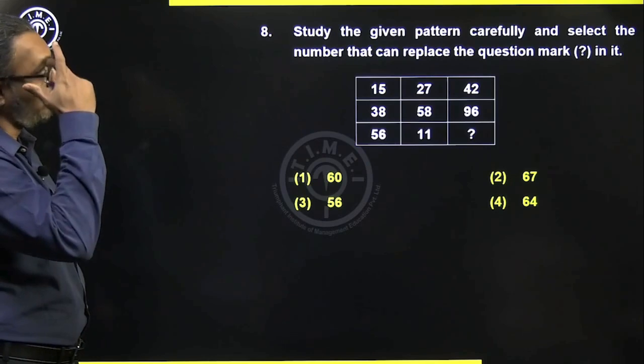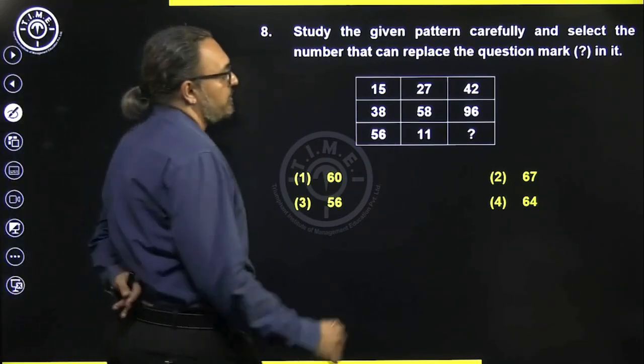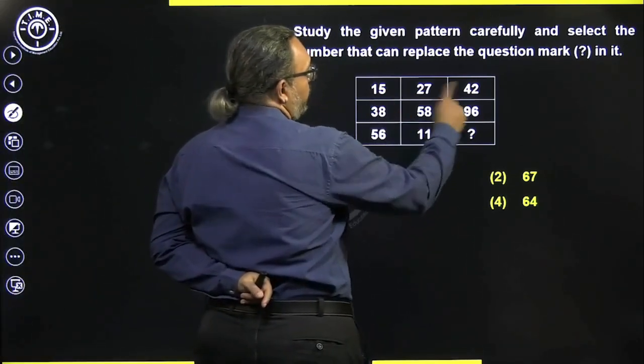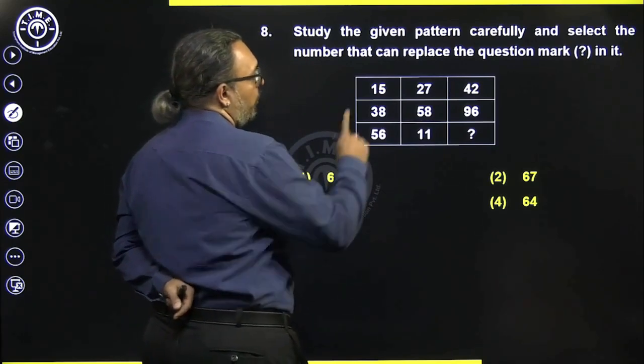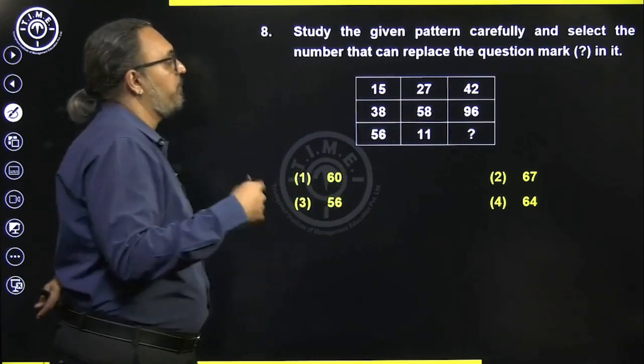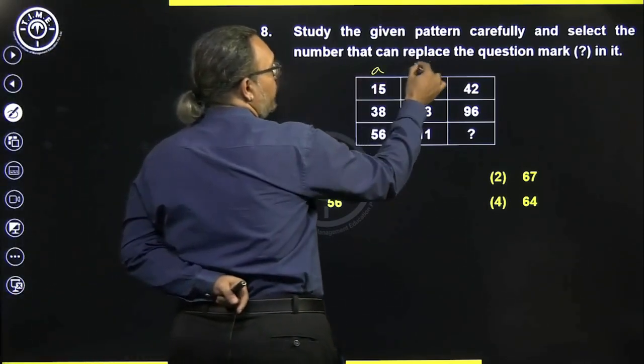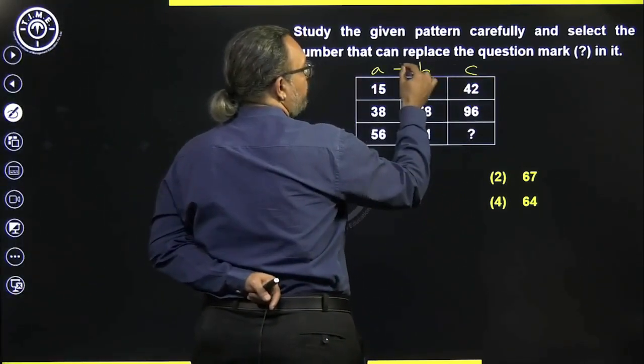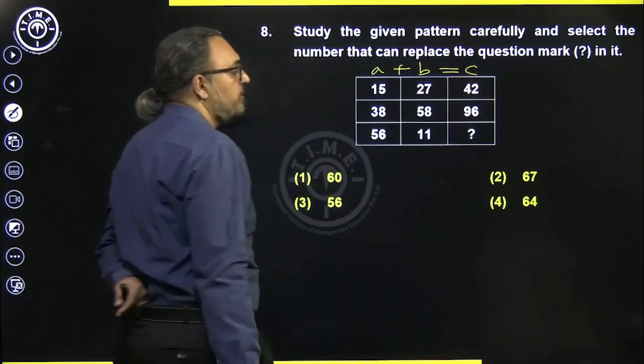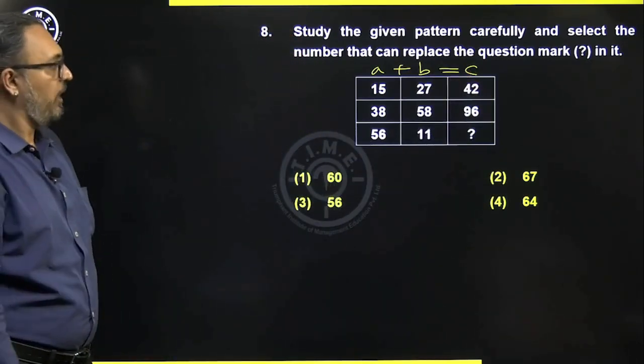So what I can do here is, check this. Now 15 and 42 is there, no? Or 15 and 27. What happens when I add them? So here you have a A, you have a B, you have a C. What happens if I add A plus B? Will I get C? Yeah, I am getting C.